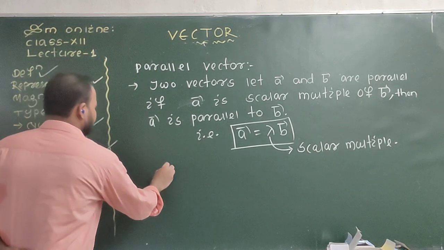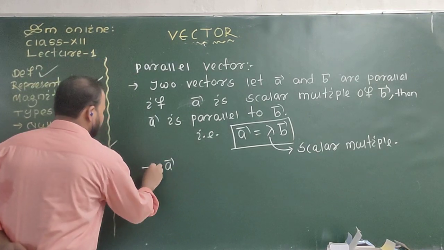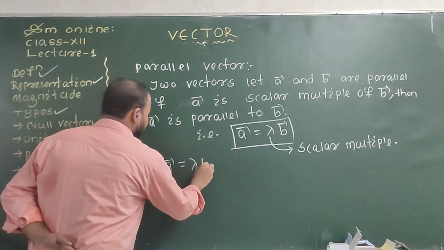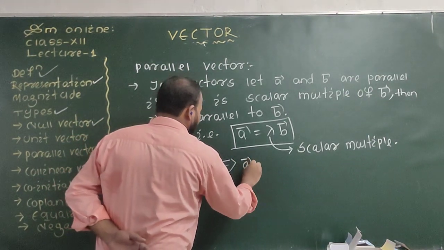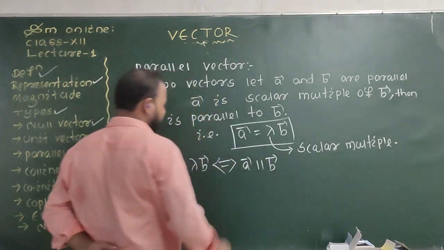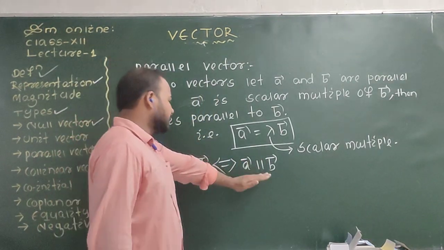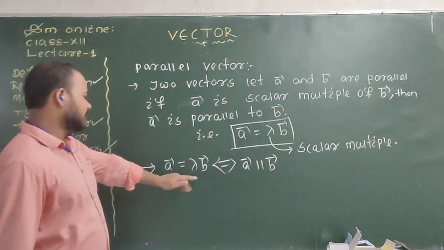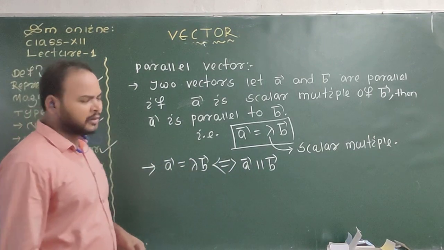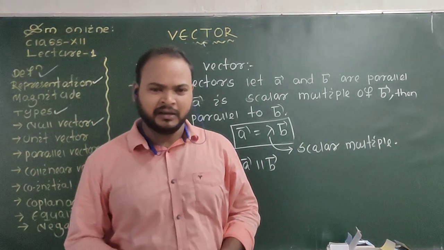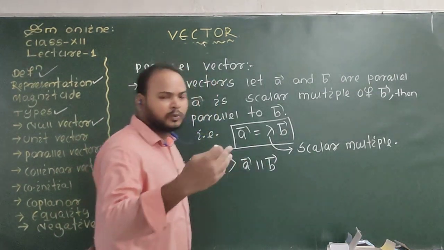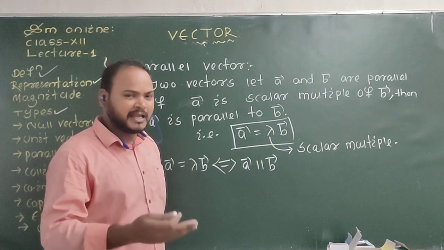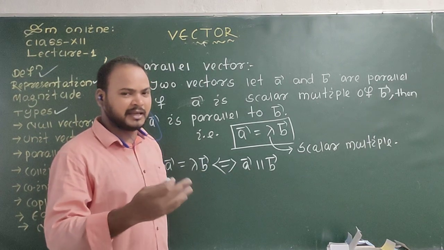So vector A equals lambda into vector B means vector A is parallel to vector B, or vector A is parallel to vector B means vector A equals lambda into vector B. There are two cases that arise: if lambda is positive and if lambda is negative.